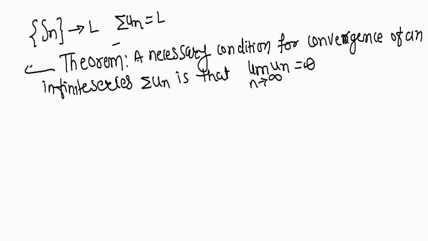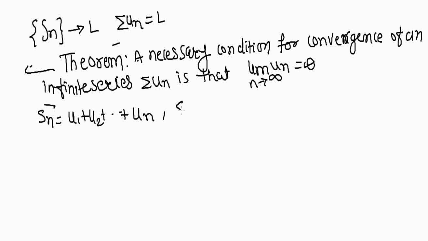So here, if the nth term of the series tends to 0, then the infinite series converges. Let us see the proof of this theorem. I have told that the sequence of partial sums plays a central role in defining the convergence of a series. Therefore, here we take Sn equal to, suppose, u1 plus u2 plus up to un.